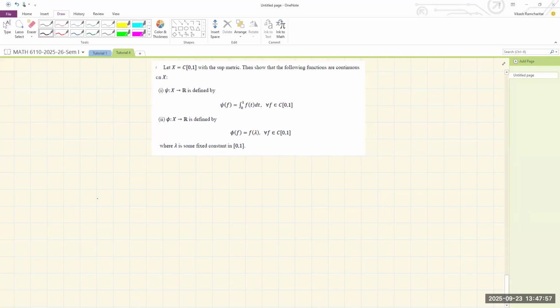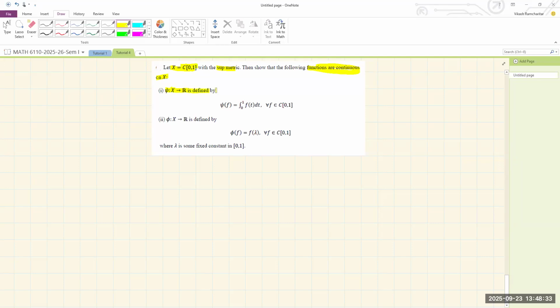Okay, so in this question, we are given that X is the set of all continuous functions defined on the closed interval 0 to 1 with the supremum metric. And we want to show that the following functions are continuous on X. So we're given two functions. So psi, defined on X, is a mapping from X into R. You could think of it as eating a continuous function and giving you a number.